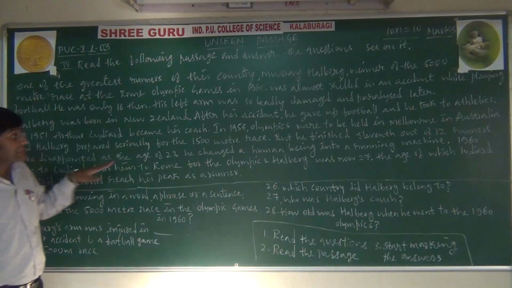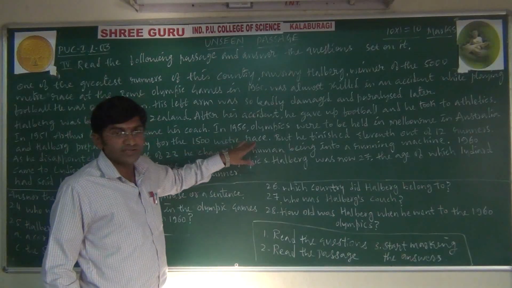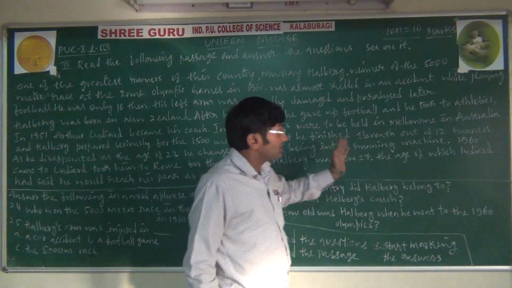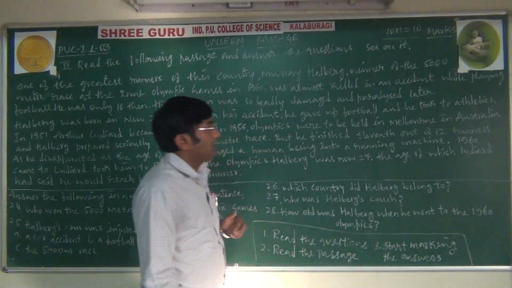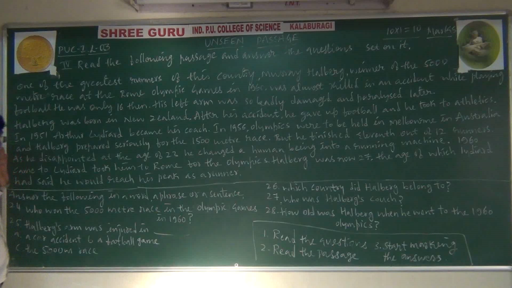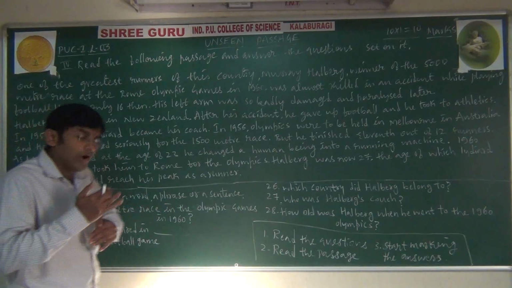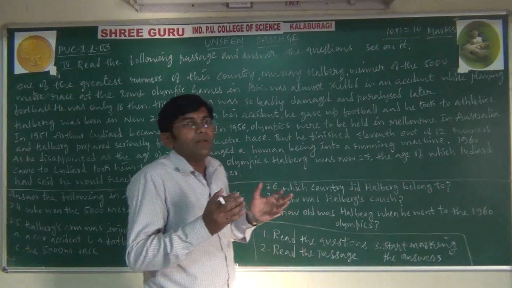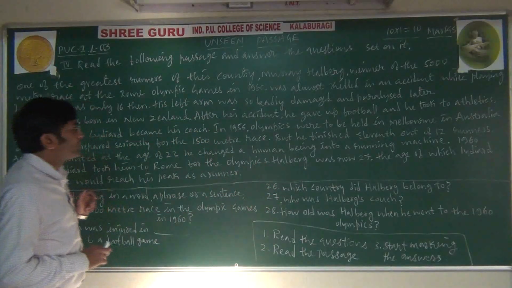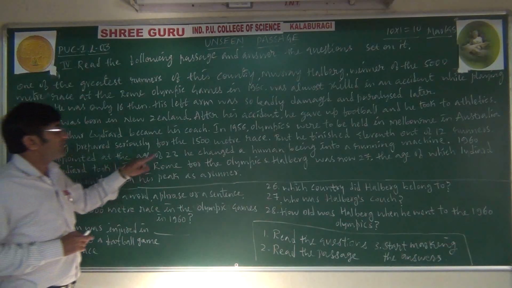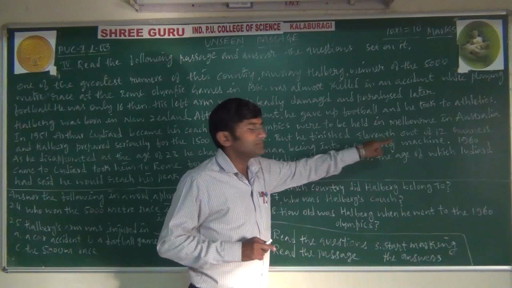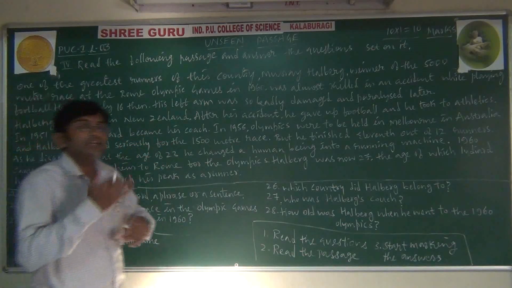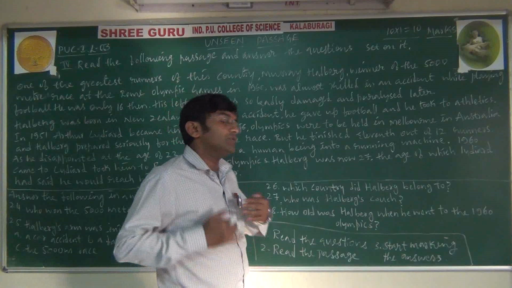And Halberg prepared seriously for the 1,500 meter race. He prepared very seriously for the 1,500 meter race. But he finished 11th out of 12 runners. He was disappointed because he could not defeat the others in the competition. As he was disappointed at the age of 23, he changed from a human being into a running machine. He started to practice for his running race, in order to take part in the Olympics.